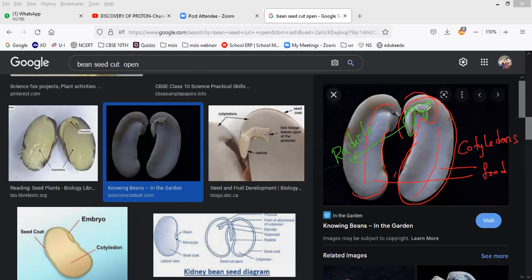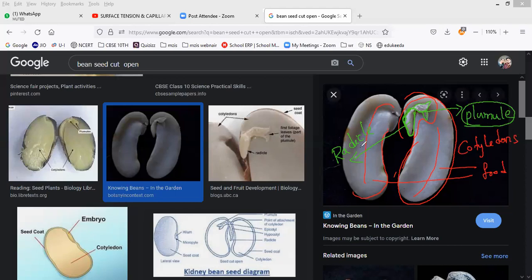Now this leaf structure we call plumule. Understanding? Plumule we used to say. So this liver-like structure is called radicle, and this leaf-like structure, small leaves, two leaves will be there, you can see. That is what we call plumule.